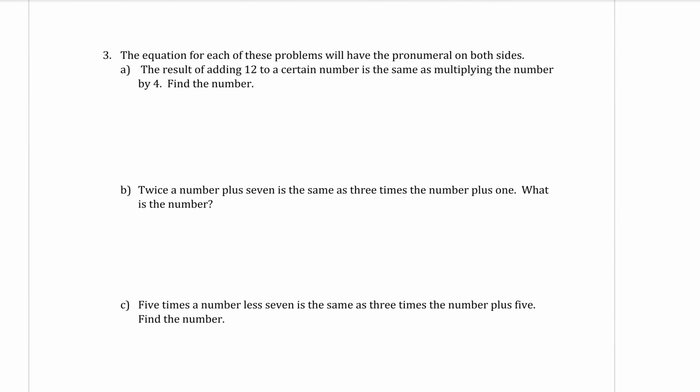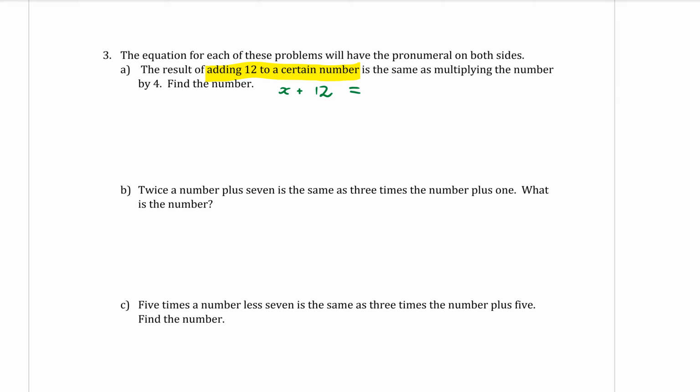The equation for each of these problems we have to solve on both sides. The result of adding 12 to a certain number is the same as multiplying the number by 4. Find the number. Okay. The result of adding 12 to a certain number, that's the first part. What does that mean? Plus. So adding 12 to a certain number: 12 plus x, or x plus 12. I like to have the x first. X plus 12 is the same as, so there's your equal sign.